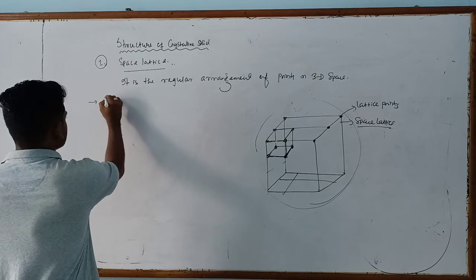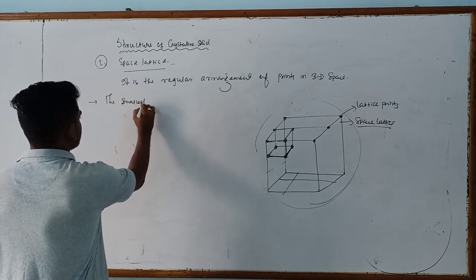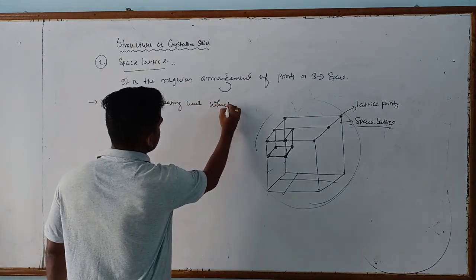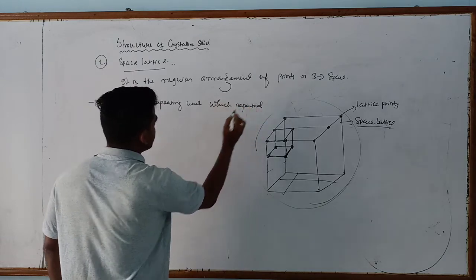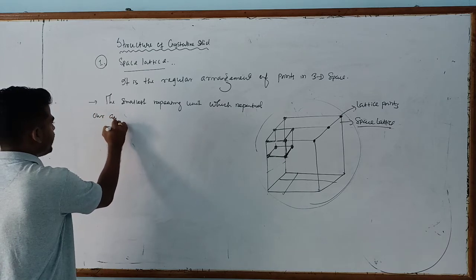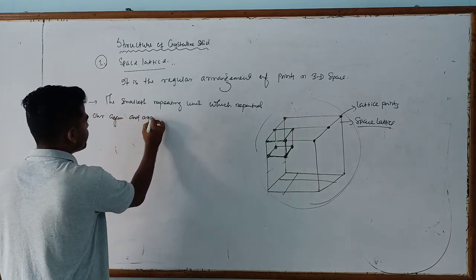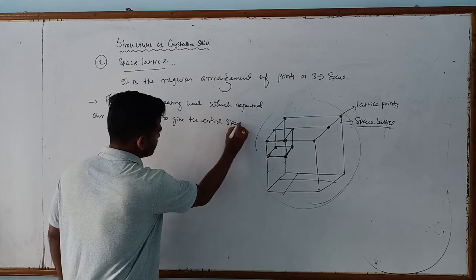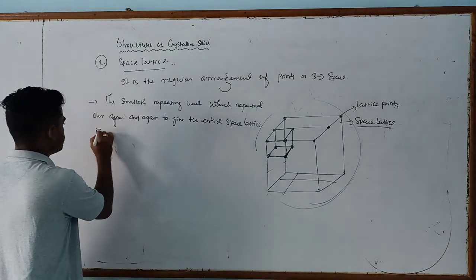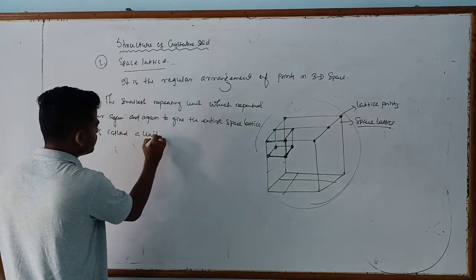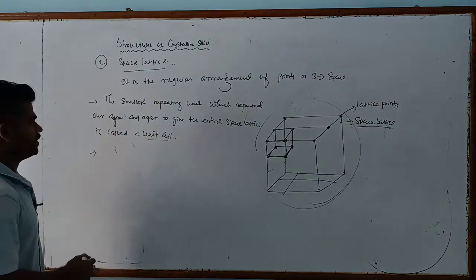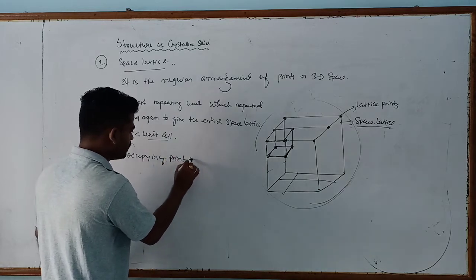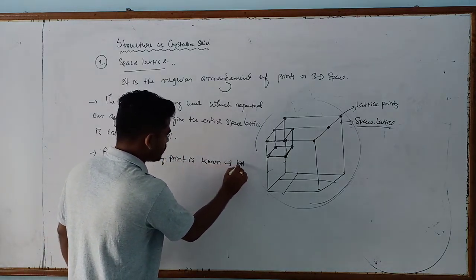Is that clear? So 2 points you can write over here. That is, the smallest repeating unit which is repeated over and over again to give the entire space lattice is called a unit cell, and each occupying point, you can write, each occupying point is known as a lattice point.